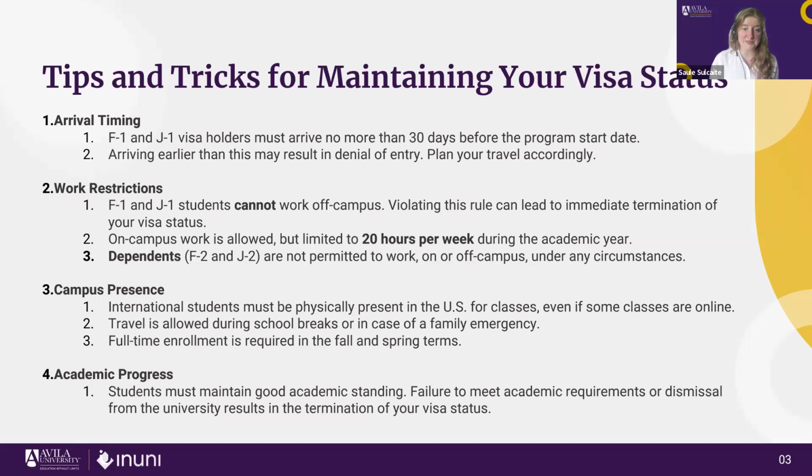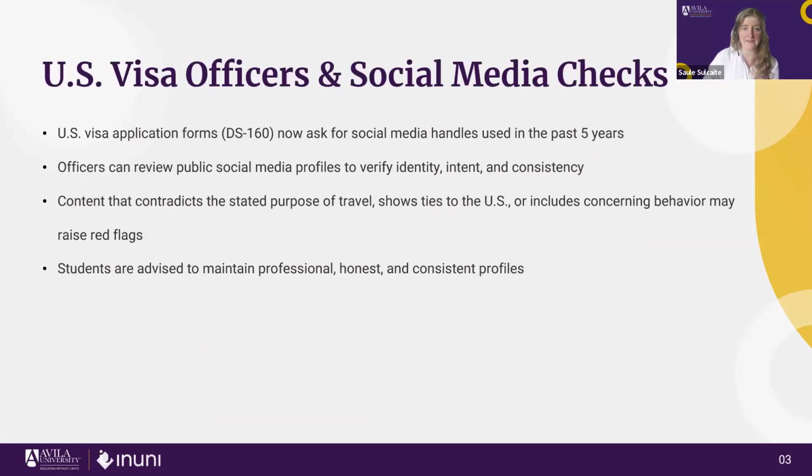On-campus work is allowed, but limited to 20 hours per week. Again, we will discuss it slightly later. Dependents are not permitted to work on or off campus under any circumstances. Campus presence: international students must be physically present in the US for classes, even if some classes are online. And academic progress is also really important. Students must maintain good academic standing, and failure to meet academic requirements or dismissal from the university results in termination of your visa status.